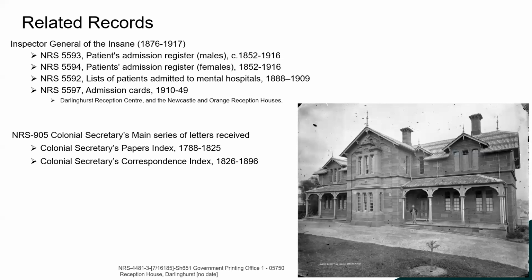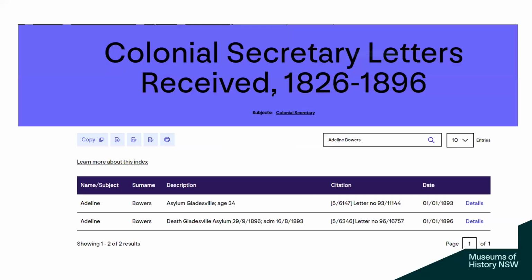So to show you an example of a patient record, I'm actually going to follow my own advice, and I have used the Colonial Secretary's Index as an entry point for locating a patient being admitted to Gladesville Hospital. So for this example, I searched the index for Adeline Bowers, and as we can see, there are two index entries there, one in 1893, that would be her admission, and then sadly in 1896, there's a record about her death at Gladesville Asylum. So I have copied these letters so we could have a look at them. So the first one is a statement of admission to Gladesville Hospital. So this is basically her admission paper to Gladesville Hospital.